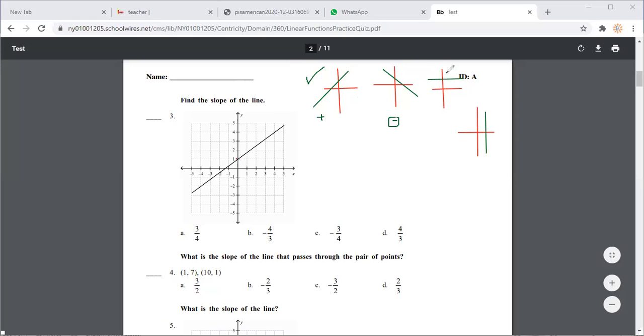If it's parallel with the x-axis, the slope will be equal to 0. If it's parallel with the y-axis, the slope will be undefined. Undefined, right? So the slope for the last one will be undefined.